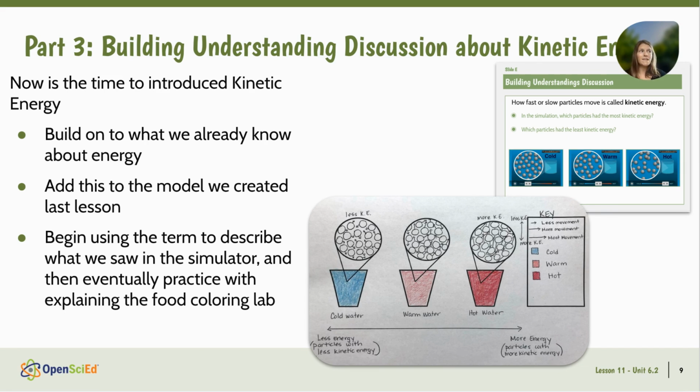We start practicing using the term kinetic energy, explaining when the sample in the simulator had more or less kinetic energy. And we also add to this model that we created in the last lesson. So you can see in this example, they just add to the key. They have these longer and shorter arrows showing movement, and they're adding to the key to say that they also mean more or less kinetic energy. And there's a different way they've added it down here as well.